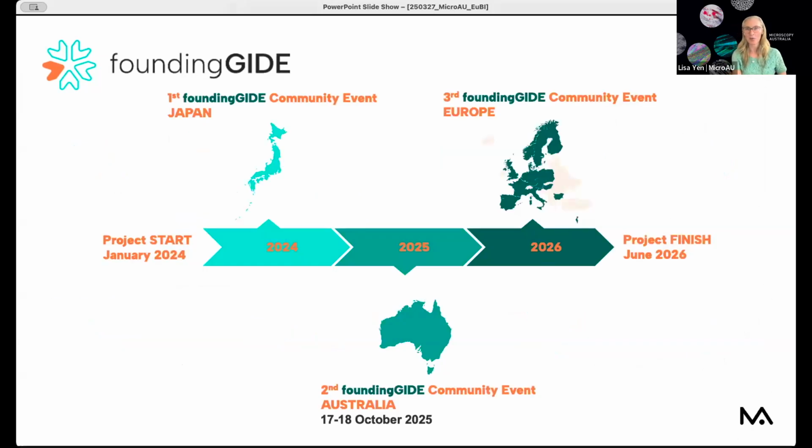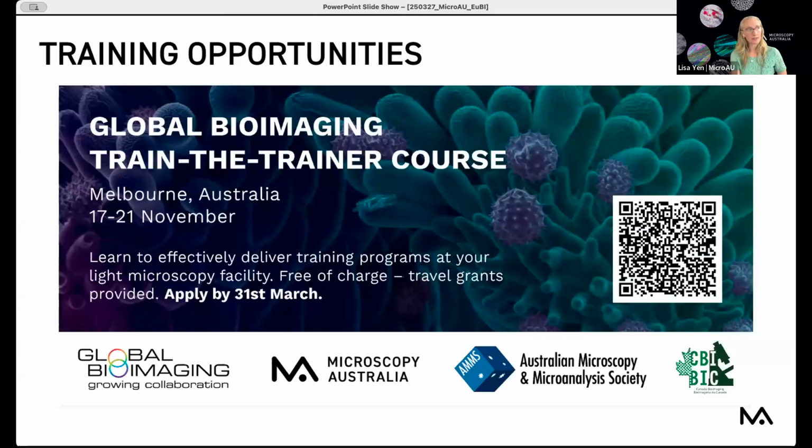Of course, I can't help a little plug for a couple of things happening in Australia, should you wish to leave your European surrounds and travel to the other end of the world. There is a FAIR Guide event running over two days in October in Brisbane, and you would be very welcome to come and participate and be part of that conversation. There will also be a FAIR Guide community event held in Europe in 2026. And that's the last one I wanted to finish on, which was training opportunities.